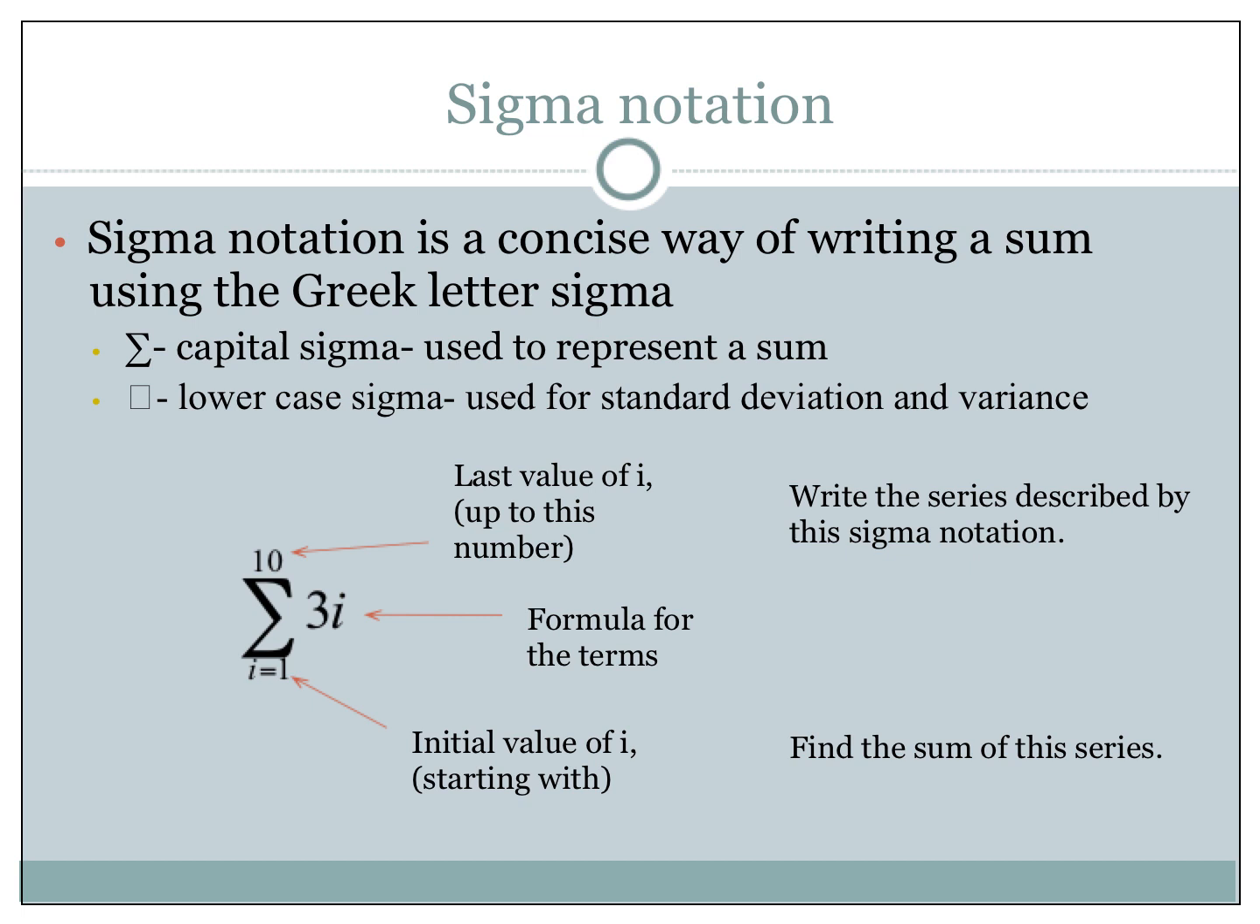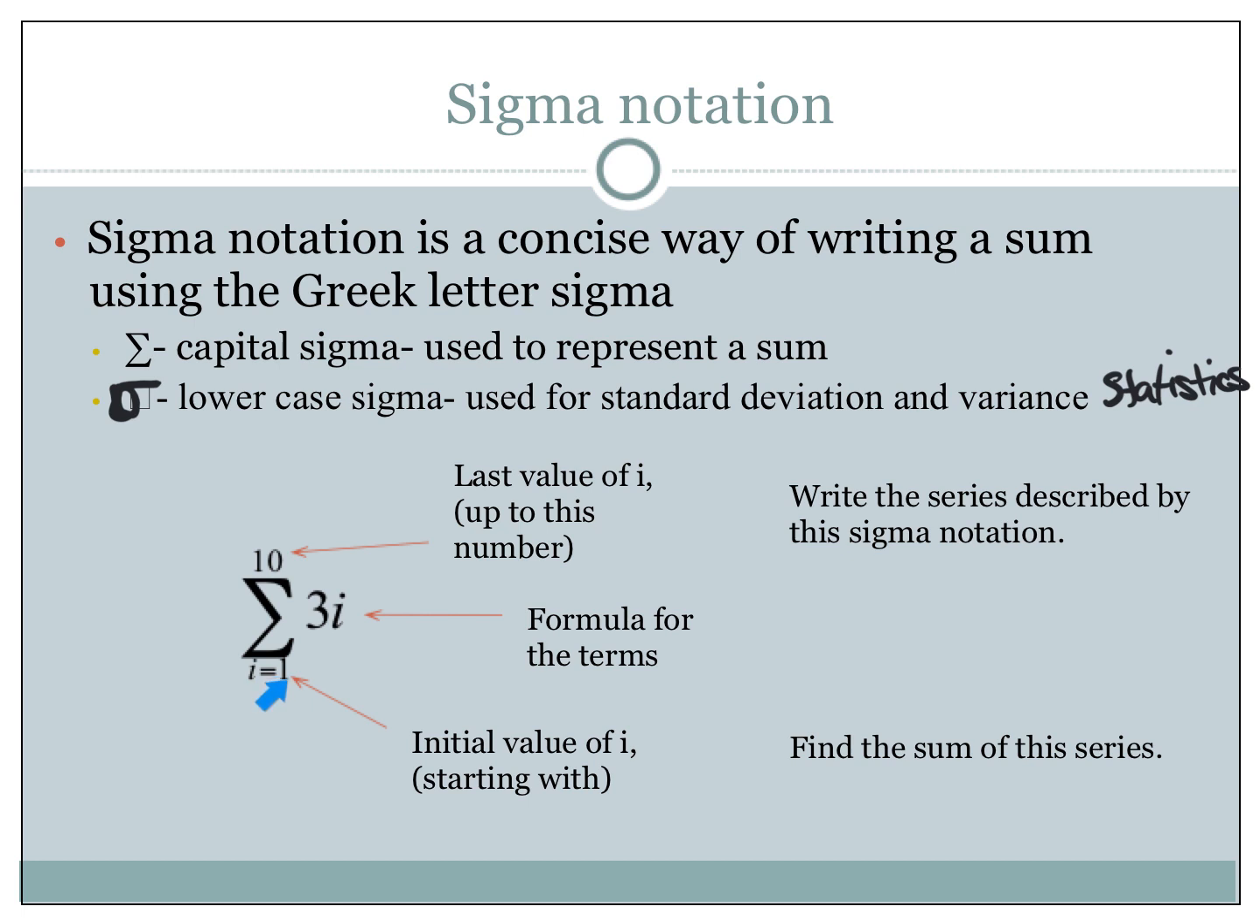Then we have sigma notation. Sigma notation is a concise way of writing a sum using the Greek letter sigma. Sigma, this Greek letter here, capital, is used to represent sum. Lowercase sigma, which did not come into my PowerPoint here, is this shape, and it is used for standard deviation and variance in statistics. So uppercase sigma means sum.